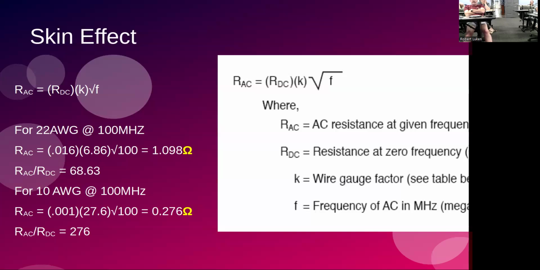So there's a formula that you don't have to memorize for what the AC resistance is for a given frequency. It is what they used, I think, to calculate that previous chart. But as you can see, it's a function of the square root of the frequency. There's just some examples over here for a 22 gauge wire at 100 megahertz, how much resistance it would appear to have.